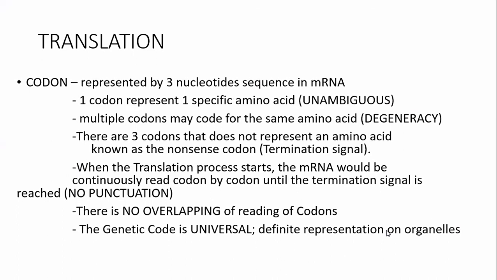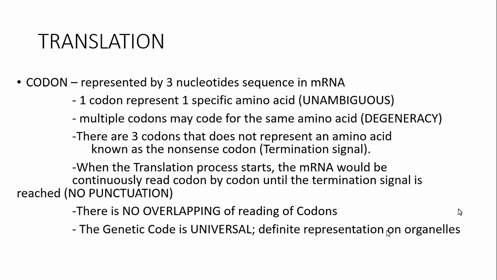Pero, one amino acid can be coded by multiple codons. Remember that, ha? One codon, one amino acid. But one amino acid can be coded by multiple codons. So there are 3 codons that do not represent an amino acid. They are the known termination signals. Okay? Meron UGA, UAA, tapos UAG. Basta yan na yung tatlo na yan.